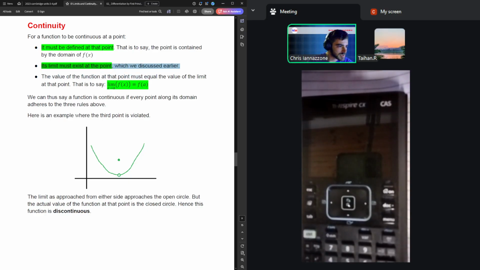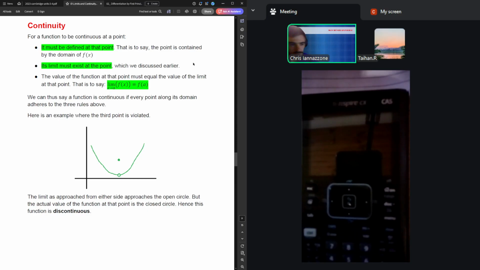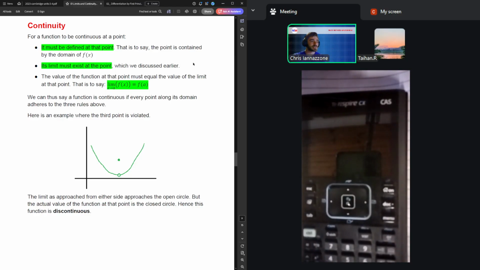Next up, the limit has to exist at that spot. We discussed earlier how you would go about that, both in the graphical sense of coming from the right and the left if you have a picture, or in the evaluating sense if you have to literally solve whether or not there's a limit. But in every case, they give you a picture to work off of, so you won't really be doing much solving for this, more so just looking at the picture and analysing the graph.